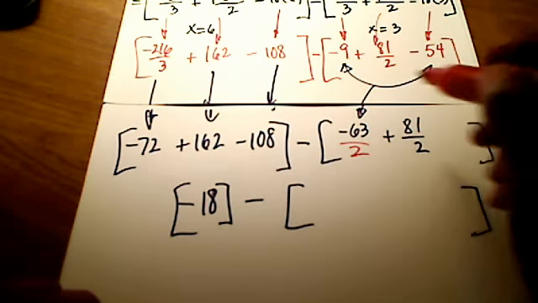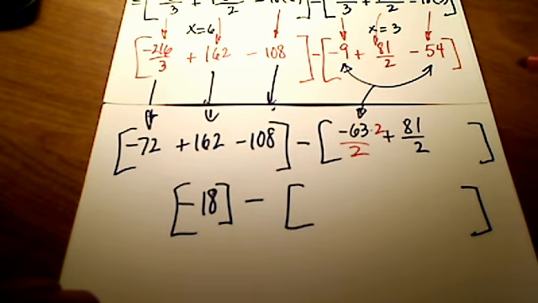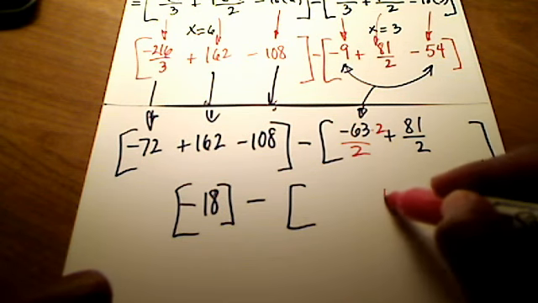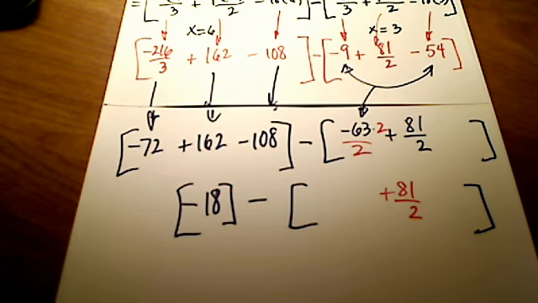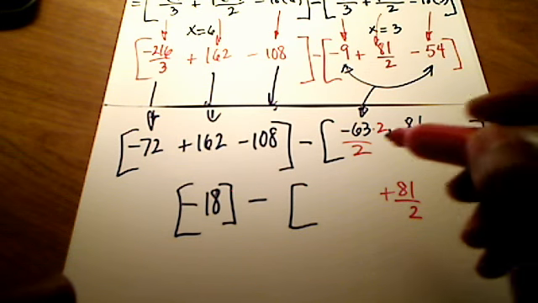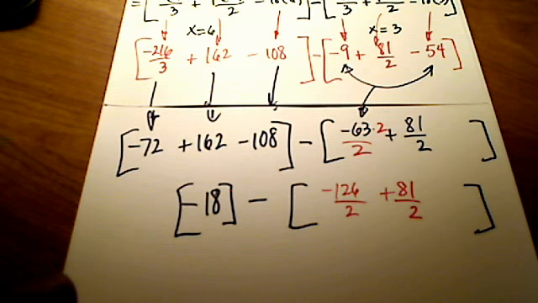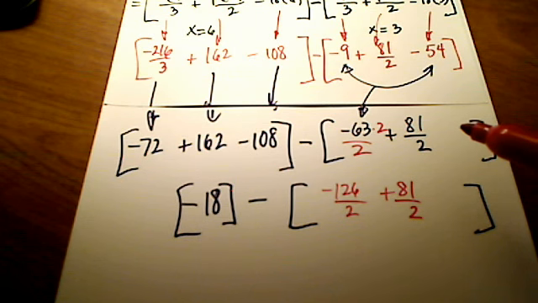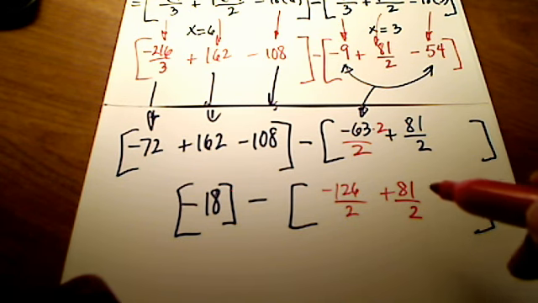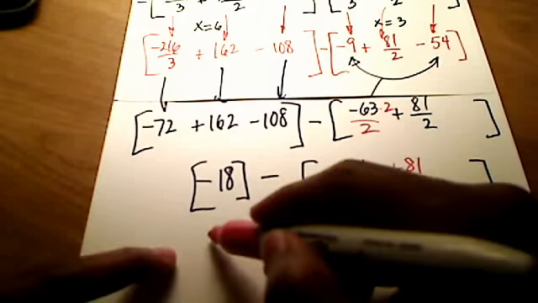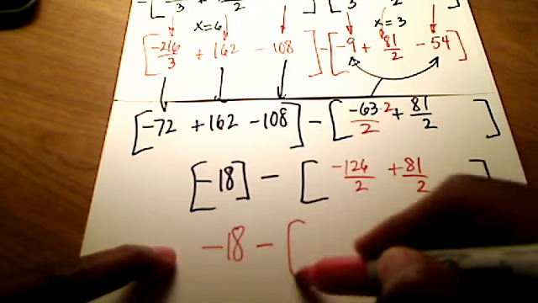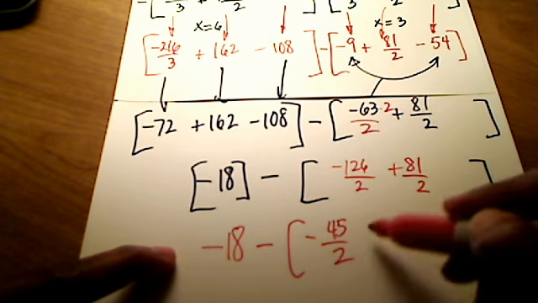Let's make this a 2 on the bottom, which means I need to multiply the top by 2, which gives me a new numerator of 126, right? So negative 126 all over 2. Okay, and to clean this up now, a negative 126 added to an 81 is a negative 45, if I did that right. So here's what I've got. I've got negative 18 minus a negative 45 over 2.